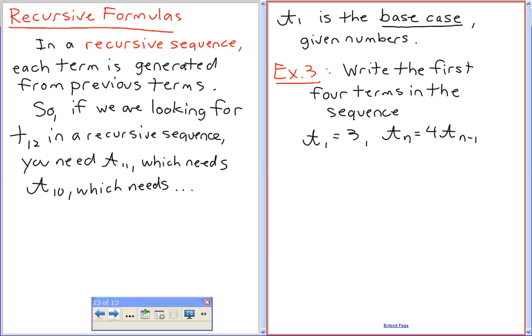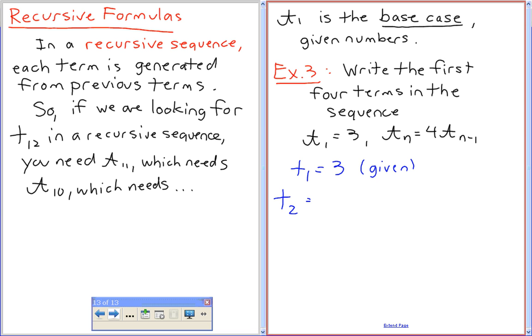Where do we start? Be brave. We're looking for T1. What does T1 equal? 3. Good. It's given to us. That's our given case. Lovely. Now I'm going to open this up to anybody rather than put anyone on the spot. T2 is a little bit trickier now.